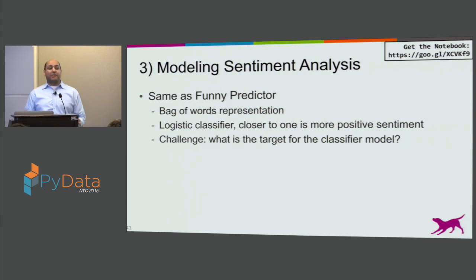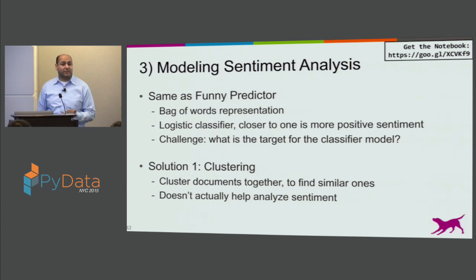Modeling this is incredibly similar to what we've just done. We're going to use a bag of words representation, and we're going to train a logistic classifier. Again, when you get to 1, that's absolute maximum positive sentiment, and when you're at 0, that's negative sentiment. So in between 0 and 1. But here's our challenge. There's no target. How do we develop a target? No one has told us whether this text is positive or not. We don't have anything labeled.